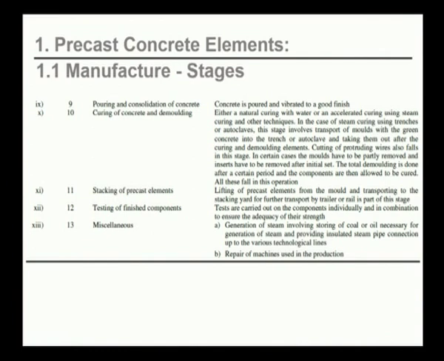In the case of steam curing using trenches or autoclaves, this stage involves transport of molds with green concrete into the trench or autoclave and taking them out after the curing, and demolding the elements. Cutting of protruding wires also falls in this stage. In certain cases the molds have to be partly removed and inserts have to be removed after the initial set. The total demolding is done after a certain period and the components are then allowed to be cured. So all these fall in this operation.